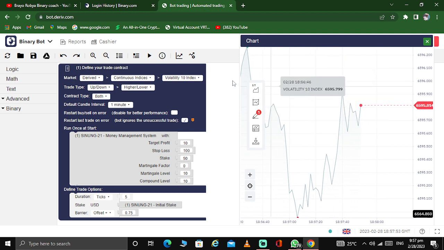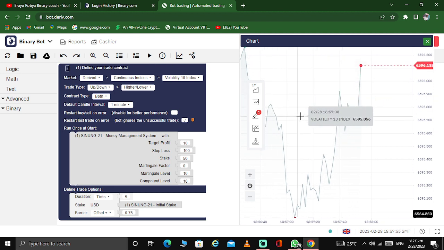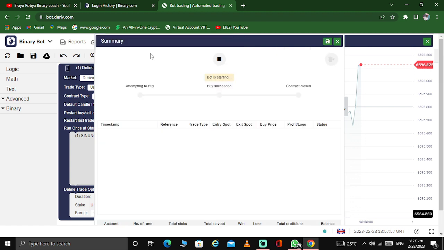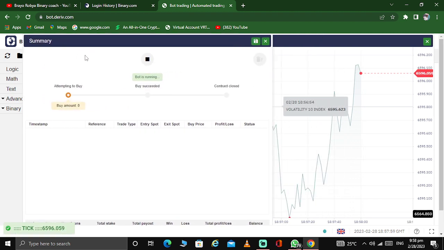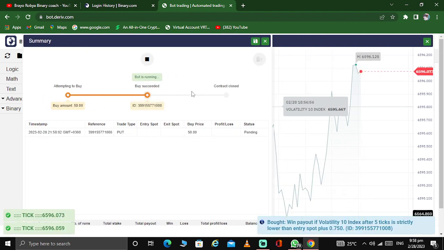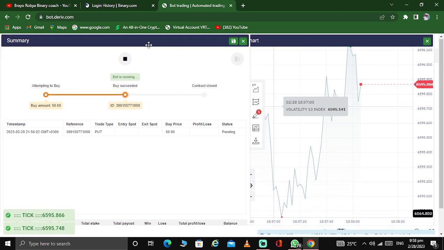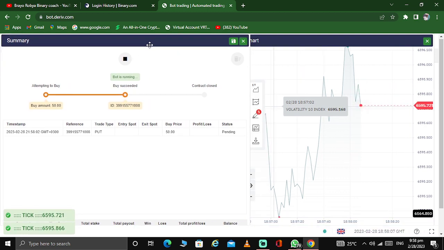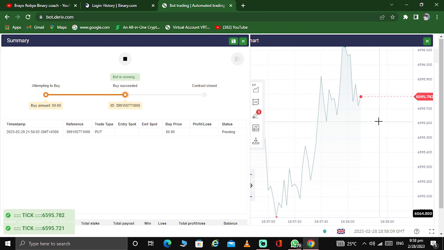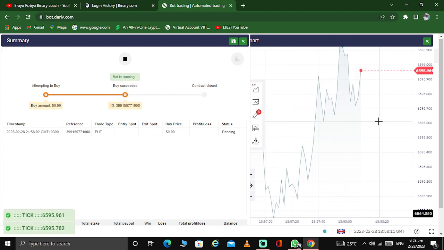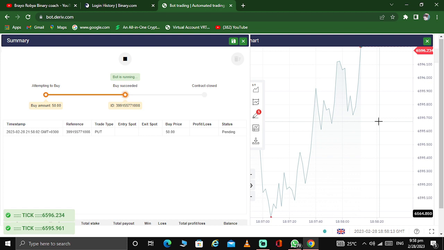So let's start the bot, and I have the chart here because I want to show you the strategy I will be using. That's why I'm leaving the chart open. There's something I need to show you as the bot runs. The bot trades on higher, lower, but I've just decided to purchase the lower part of it.